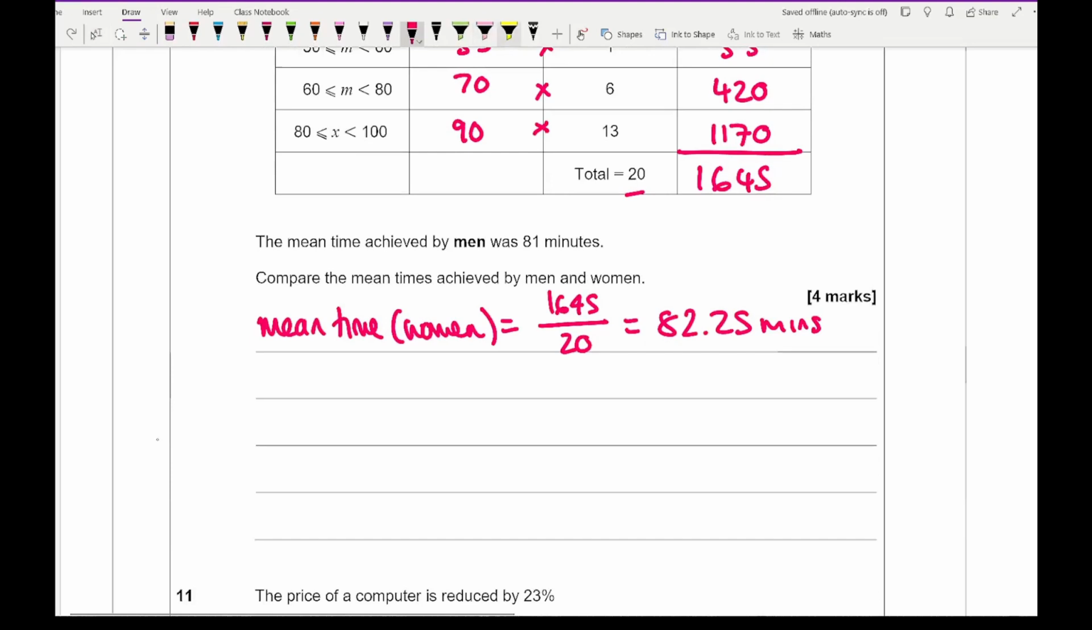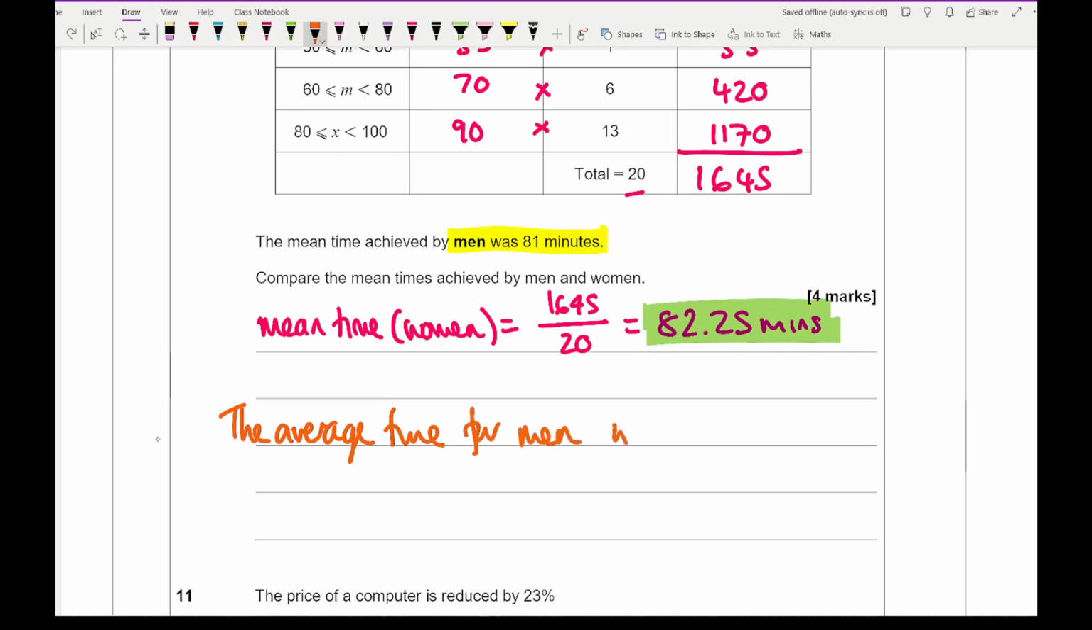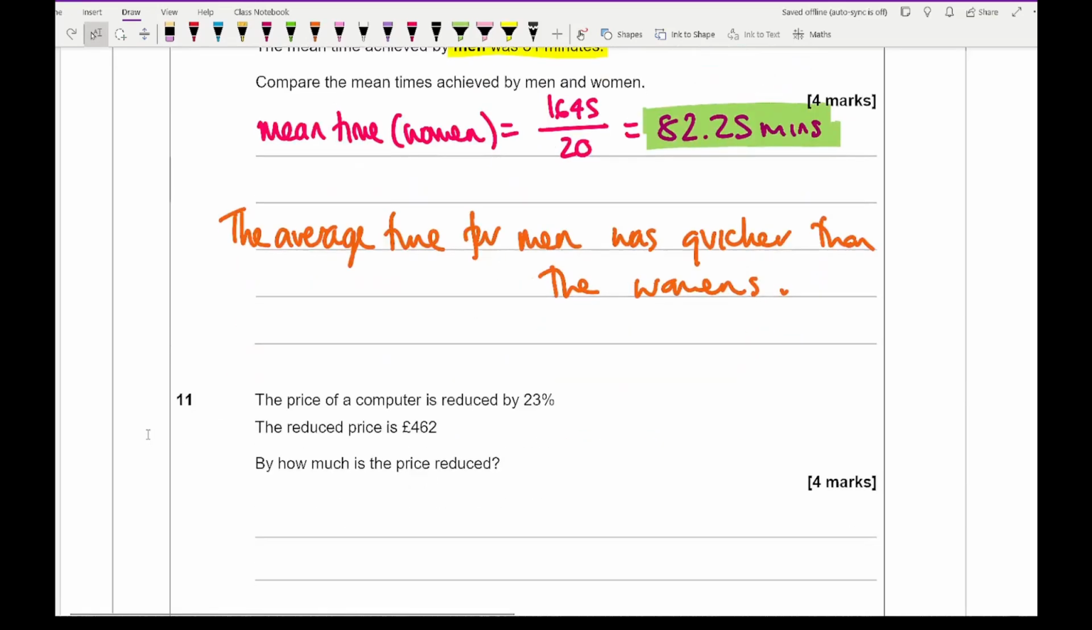So what I'm comparing is this mean time for the men and this mean time for the women. As you can see, the mean time, the average time for men was quicker than the women's. So something along those lines would have been absolutely fine to compare both the men and the women.